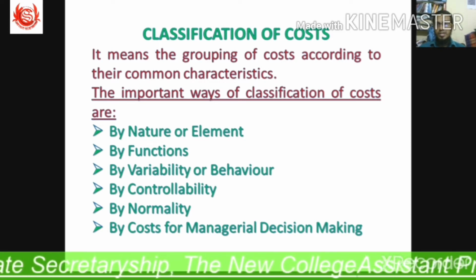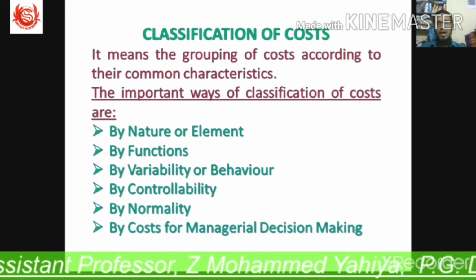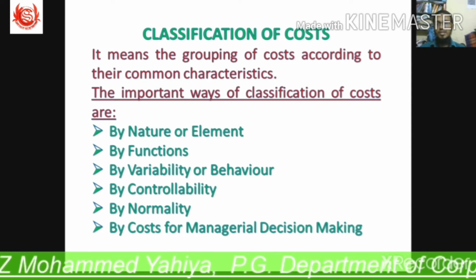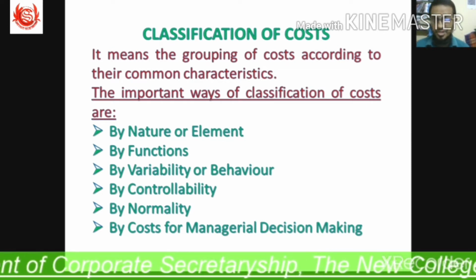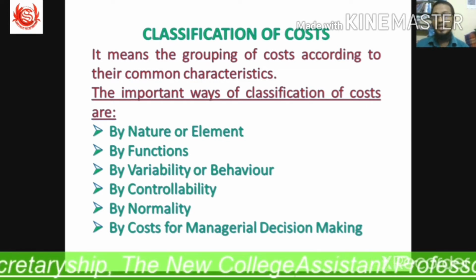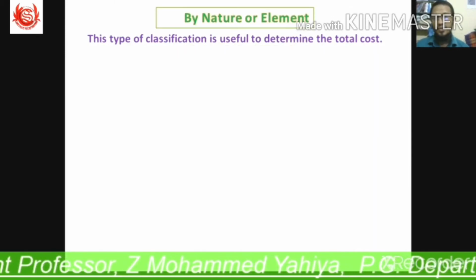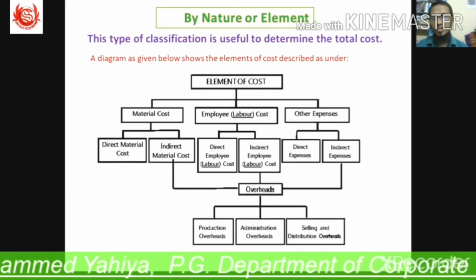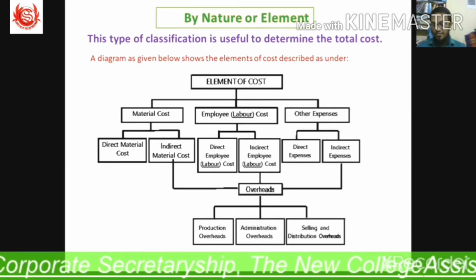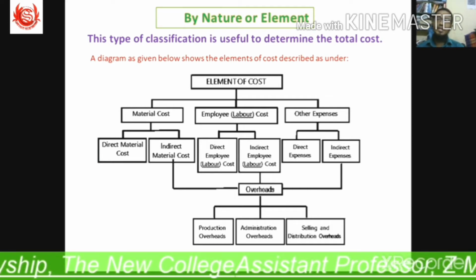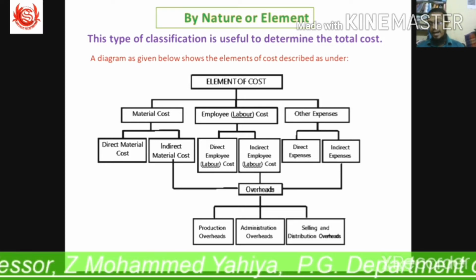There are 6 classifications available. Out of this, in today's class we are going to discuss the first classification according to the nature or element. Let us see the classification according to elements or nature. To understand better, we must see this particular chart which is on the screen. According to the elements of cost, it is classified basically into 3: material, labor and expenses.